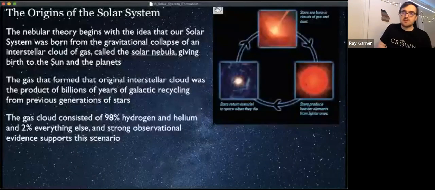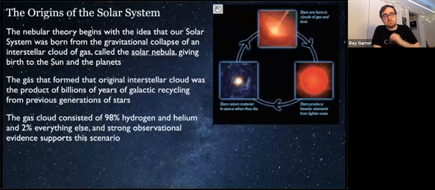All right, so the Nebular Theory begins with the idea that our solar system was born from the gravitational collapse of an interstellar cloud of gas, which we will just simply call the solar nebula. And it collapsed under its own gravity. This cloud gave birth to the sun and the planets in a spinning disk that formed around the sun. You may be asking the question, where did the gas that formed that interstellar cloud come from?